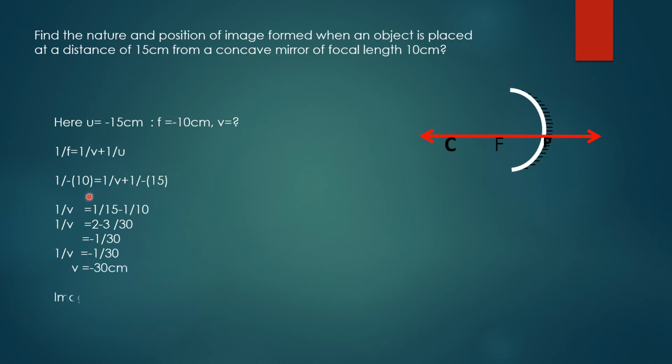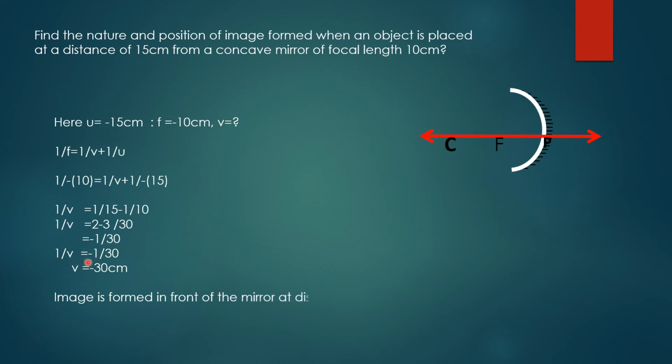Substitute the given values. Now, make V the subject. So, 1/V is equal to 1/15 minus 1/10. This is equal to 1/V is equal to (2 minus 3)/30. What is 30? 30 is the LCM. Now, this is equal to minus 1/30.